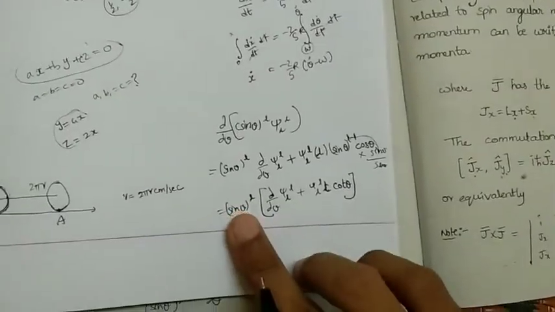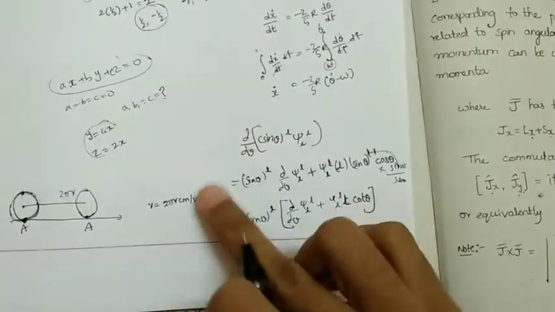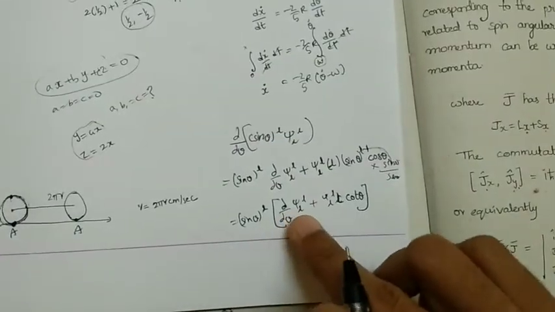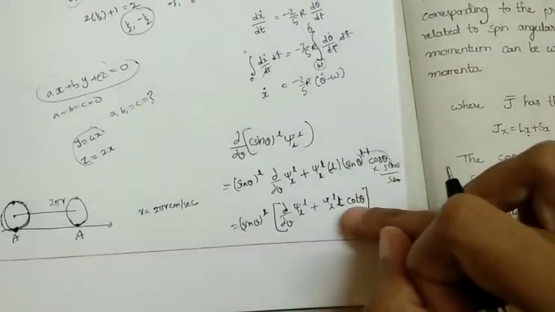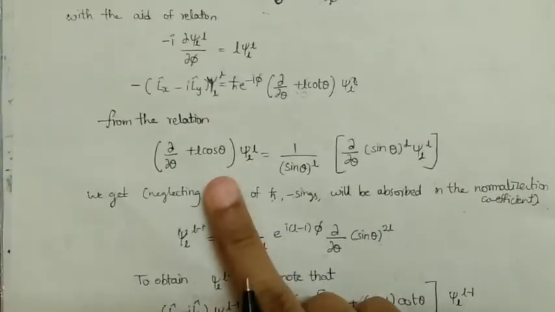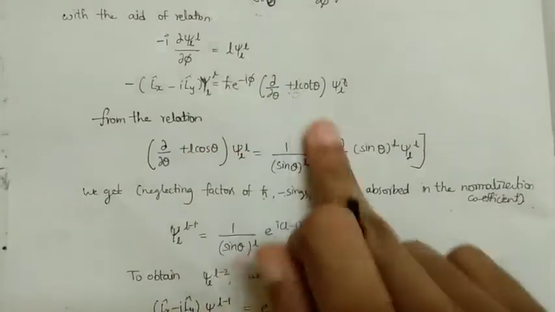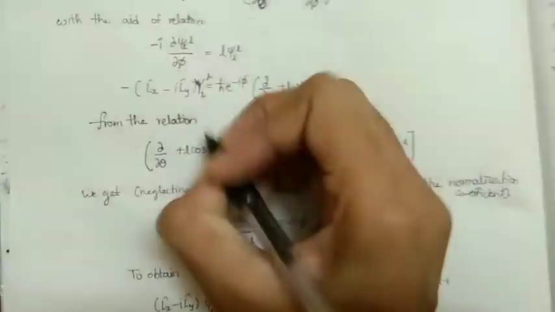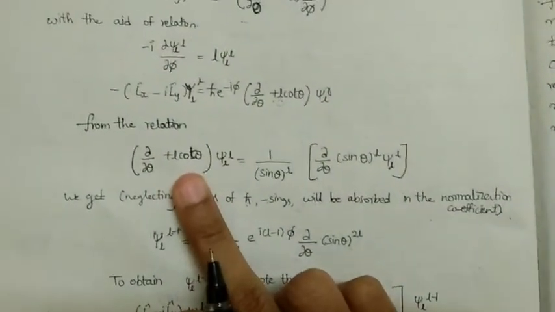If we send this sin theta whole power l to this side, we would have 1 by (sin θ)^l, ∂/∂θ of (sin θ)^l ψ_ll, which is nothing but (∂/∂θ + l cot θ) ψ_ll. Hence we would have this. If we do simplification of this, we would have this. Here this is cot theta. So this is the simplification procedure.